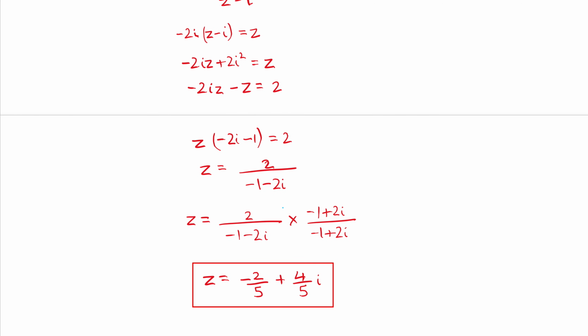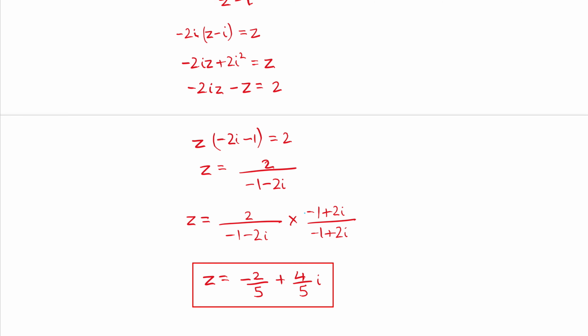From here we can solve for z. I can divide underneath by (2i minus 1) to get z is equal to 2 upon minus 1 minus 2i. Now from here we need to rationalize the denominator. So how we can do that is multiply both the numerator and denominator by the conjugate of -1 -2i.